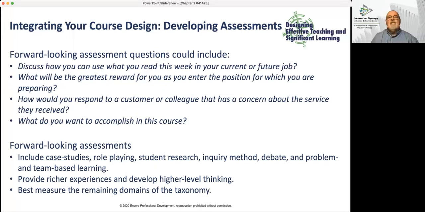Forward-looking assessments. These are going to be the kinds of assessments. Discuss how you can use the reading this week in your current or future job. How would you respond to a customer or colleague who has a concern about the service they receive? Now they have to apply, they have to integrate, they have to maybe, again, begin looking at the human dimensions and other pieces of the pie. They're great for all of the rest of the domains in the taxonomy besides foundational knowledge.